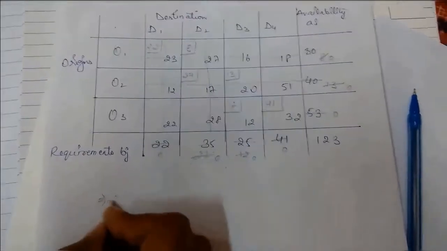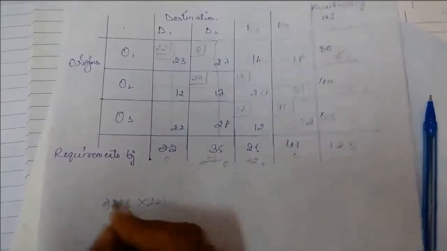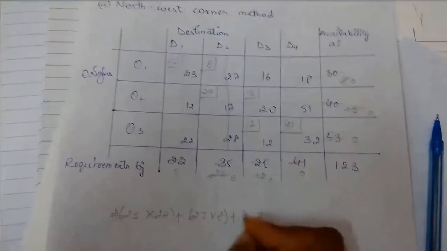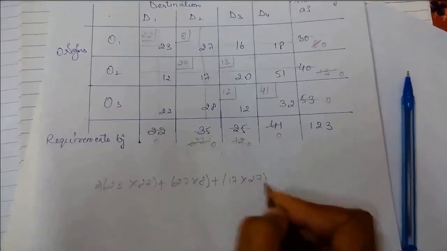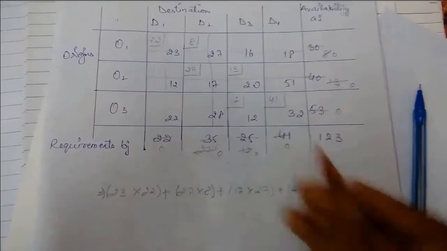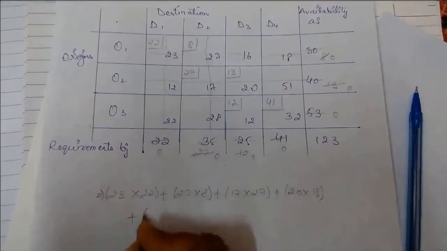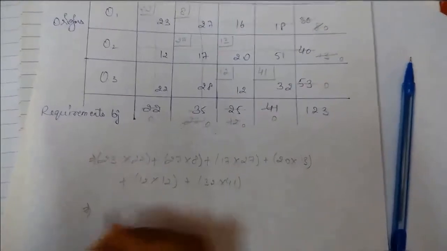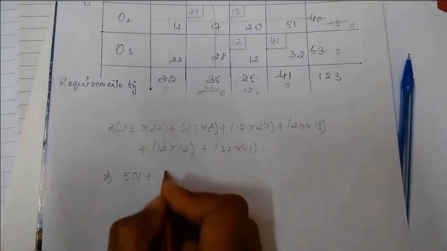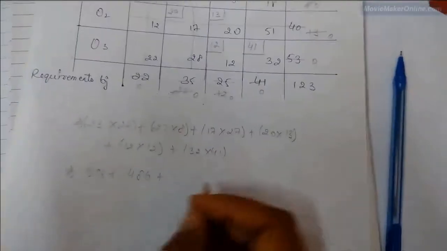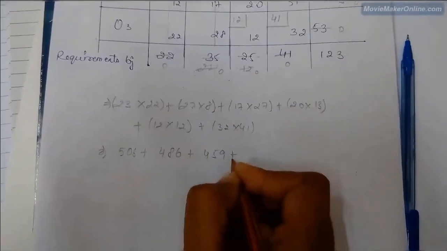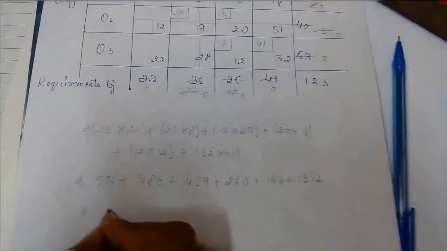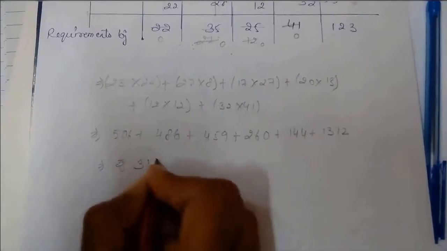We will take this number 23 and multiply it with 22, then add this number into this plus this 17 into 27 plus 20 into 13 plus 12 into 12 plus 32 into 41. 506 plus 486 plus 17 into 27 will be 459 plus 260 plus 144 plus 1312. We will get the amount as 3167.